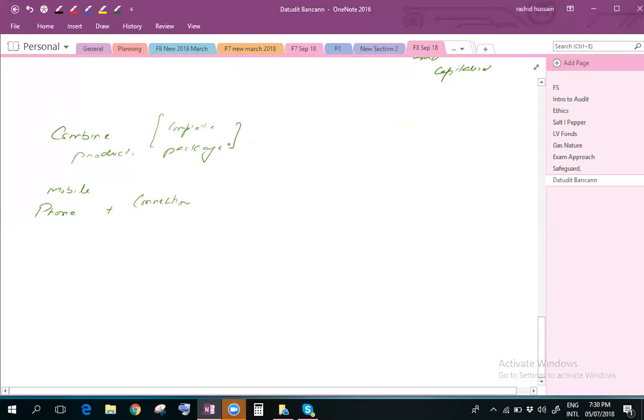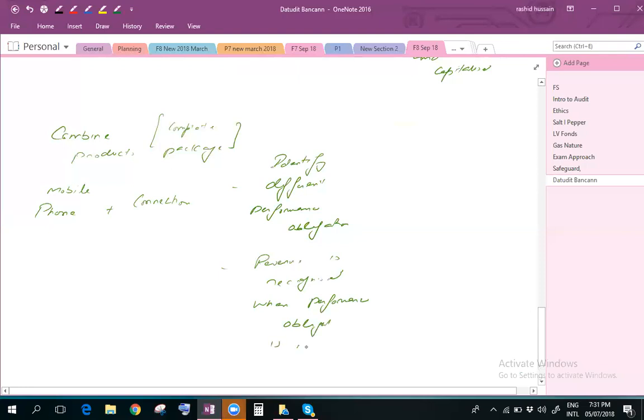And according to IFRS 15, you know very well that if the company is having a complete package, because this is the goods and this is the service, the company should identify different performance obligations within the contract, as you have studied in IFRS 15. The company should identify different performance obligations, first of all, and revenue is recognized when the performance obligation is met. So this is the treatment.